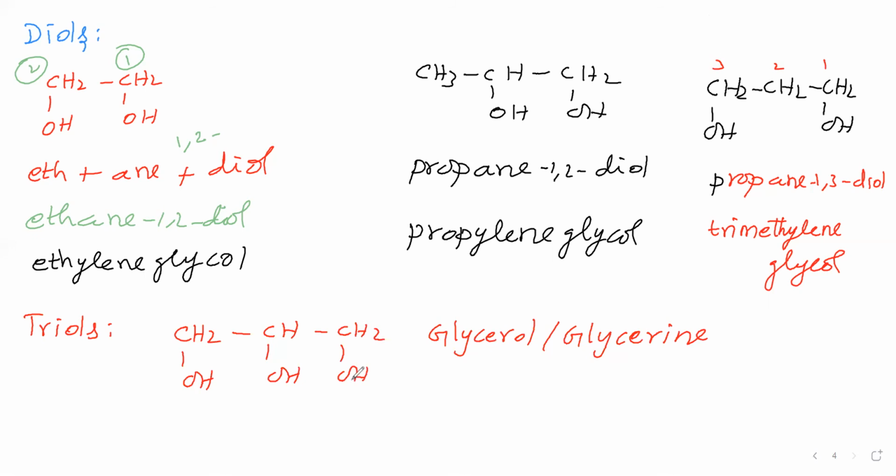The IUPAC name for this one: 3 carbon atoms present, therefore prop is the root word, primary suffix is ane, 3 OH groups, therefore triol, and the 3 OH groups are present at the first, second and third carbons, therefore 1,2,3-triol. So propane-1,2,3-triol is the IUPAC name for this compound. Next we will take ethers.